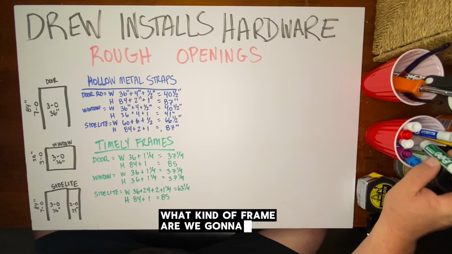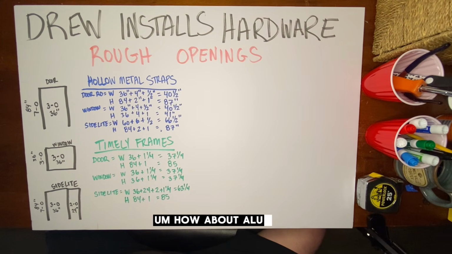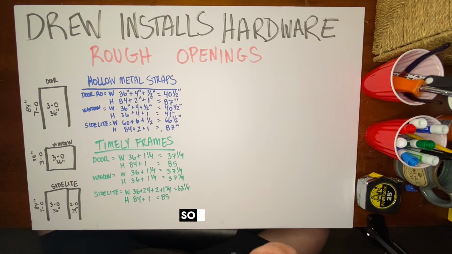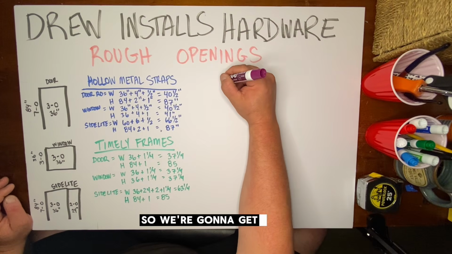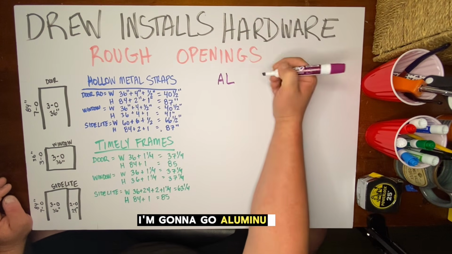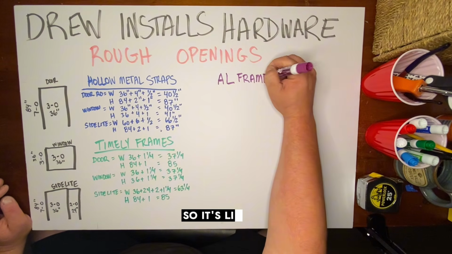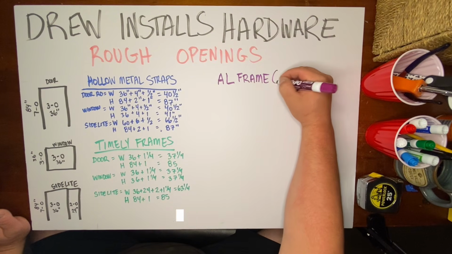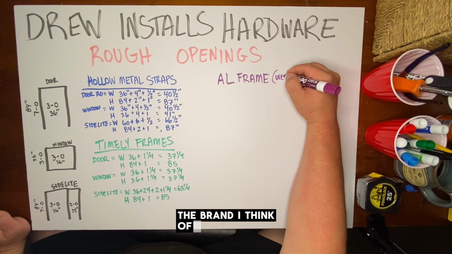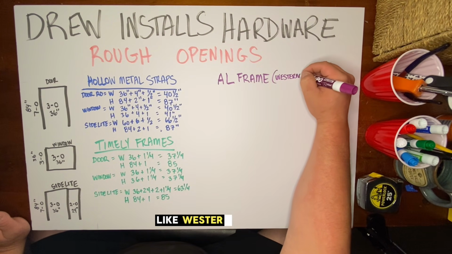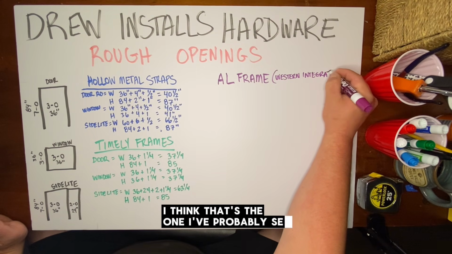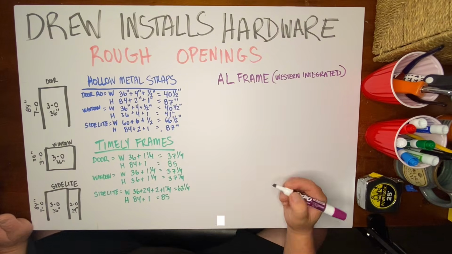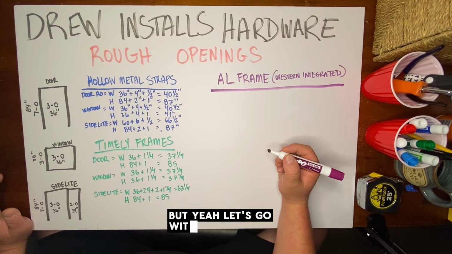What kind of frame are we going to do next? How about aluminum? So how do you spell aluminum? We're going to get creative. I'm going to go aluminum frame. The brand I think of is Western Integrated. I think that's the one I've probably set the most of, maybe. But yeah, let's go with aluminum here.